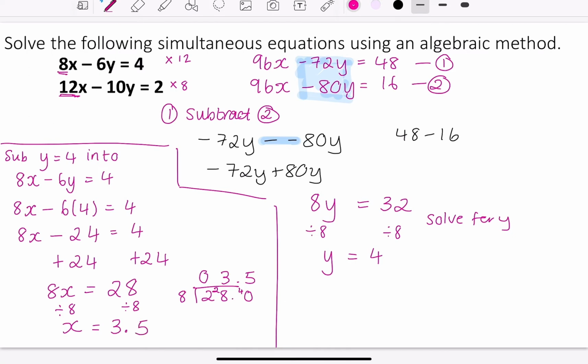You have then solved the simultaneous equation, because when we ask you to solve, we know that means find the values of the unknowns, of the variables, of the letters. So we have found that y is equal to 4 and x is equal to 3.5. And we are done.